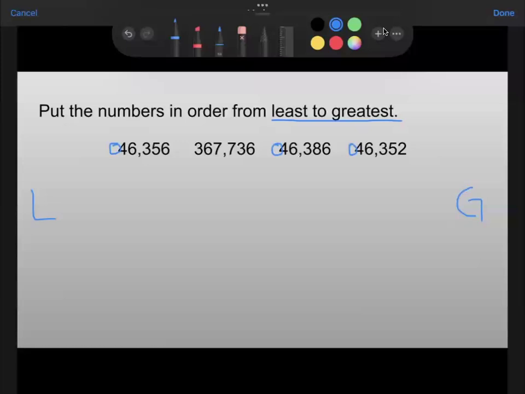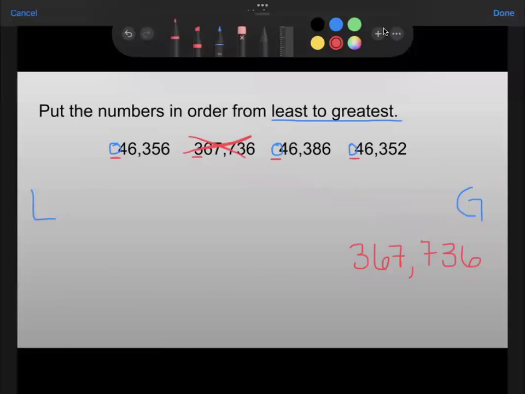That will make it easier for me to compare, because now when I go and look, 0, 3, 0, 0. Well, 3 is bigger than 0, 0, and 0. So that means this number has to be the greatest. So I'm going to go ahead and put 367,736 over here. That's our greatest number, and I can cross that out.